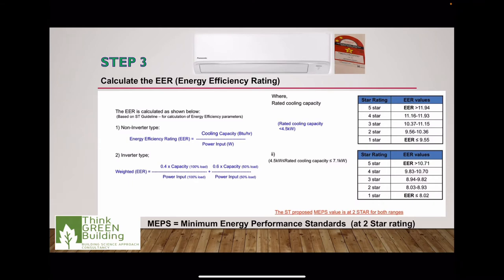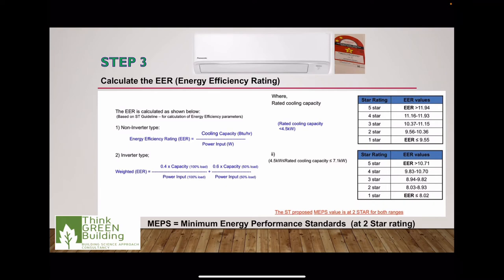As you can see, in Malaysia we have the Suruhanjaya Tenaga, the one that controls the policy of electricity in Malaysia. The MEPS value is at 2 star for both ranges. We have two ranges here. The one at the top of the table is the rated cooling capacity below 4.5 kilowatt, while at the bottom is 4.5 kilowatt and above, but below 7.1 kilowatt. This is for unitary aircon, for example, split unit aircon.